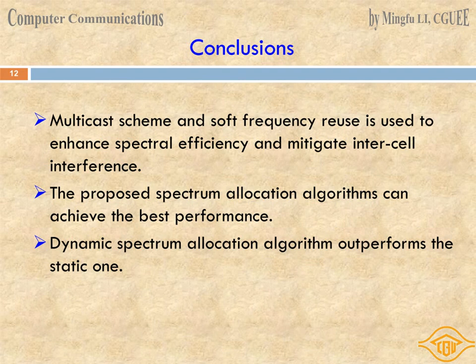To conclude, in this paper, multicast scheme and soft frequency reuse is used to enhance spectrum efficiency and mitigate inter-cell interference. The proposed spectrum allocation algorithms can achieve the best blocking and dropping rate performance. Finally, dynamic spectrum allocation algorithm outperforms the static one.